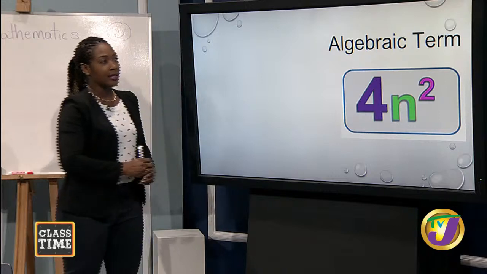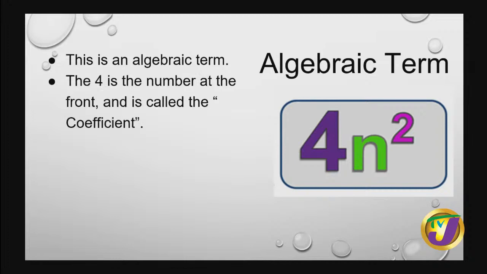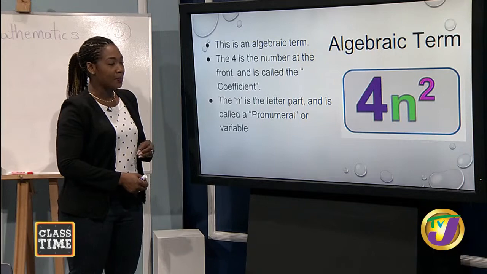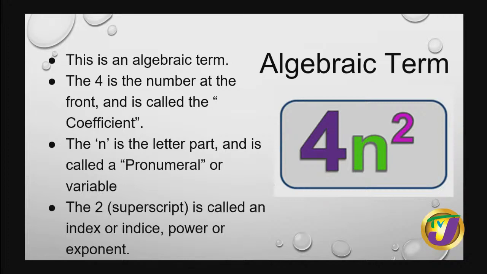Great. All right, guys, so let's look at an algebraic term. Now we have 4n squared. Let's look at what each part of this algebraic term means. So we know this is an algebraic term. What does the 4 mean? The 4 is a number at the front and it's called the coefficient. Remember that. The number at the front, before you look at the variable, is called the coefficient. Then you have the n, which is the letter part and it's called the pronumeral or the variable. Then you have the 2, which is a superscript number, and it is called an index or indice or power or exponent. You see how many words you can use to describe that 2?